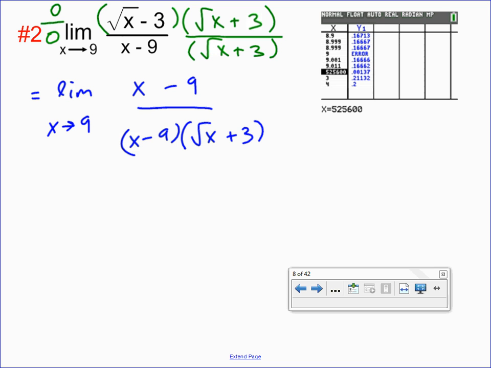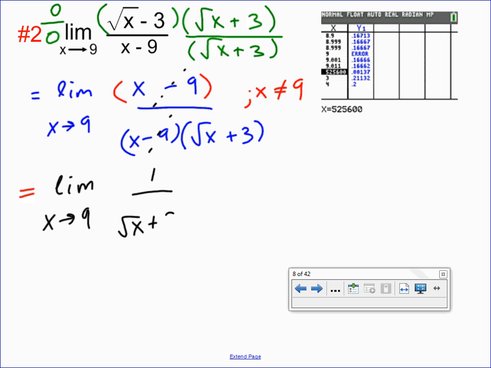Notice how we don't want to distribute on the bottom. We don't want to multiply that out because we're trying to create a common factor on top and bottom so that we can cancel them out, right? So now I notice that because we're evaluating a limit and x does not equal 9, we'll be able to rewrite this as one over the quantity root x plus 3.